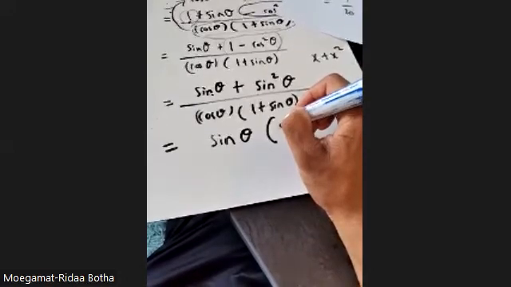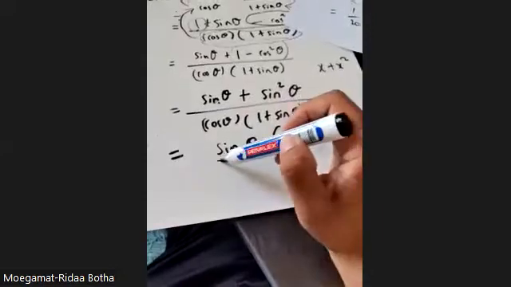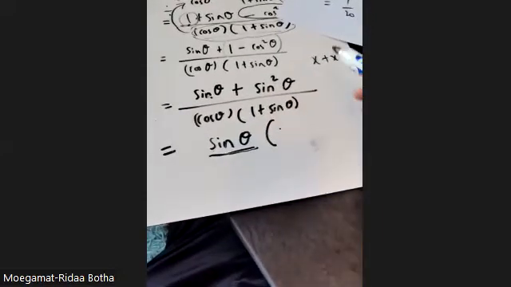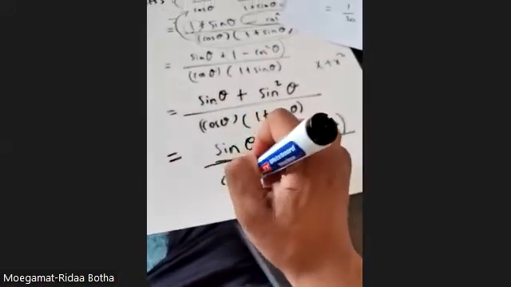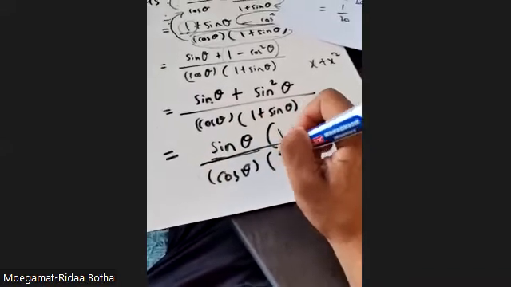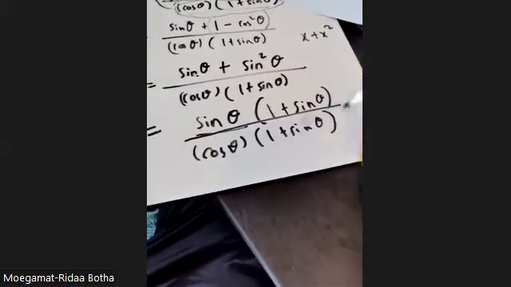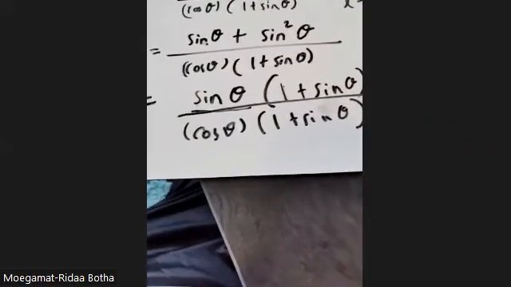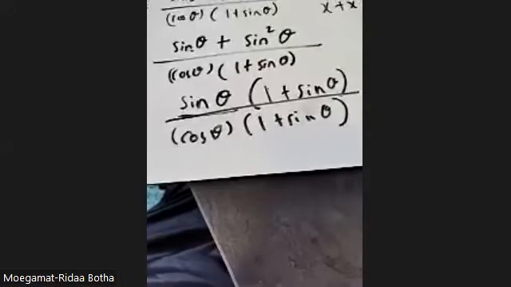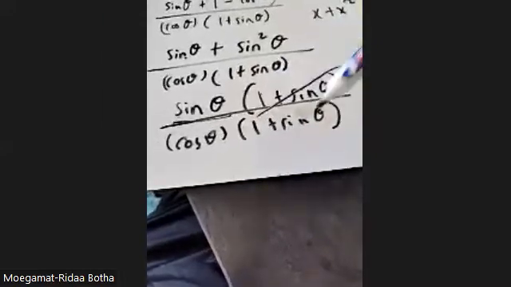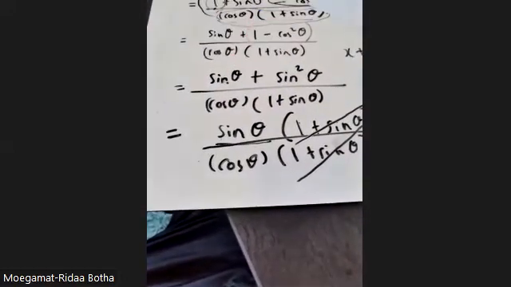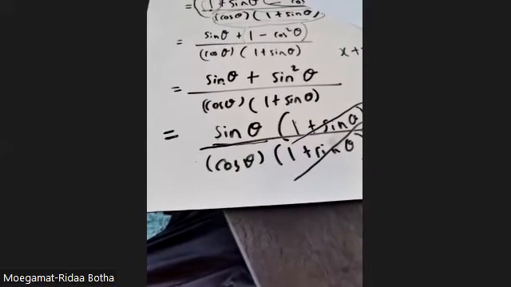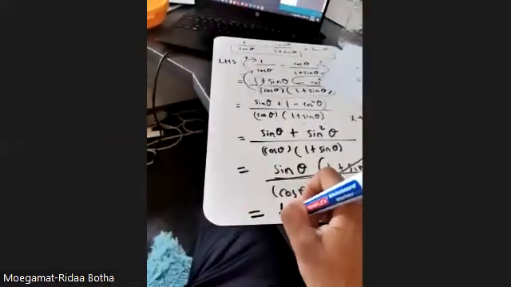Sine theta. Okay, so we took out the common factor, right? 1 plus sine theta. There we go. 1 plus sine theta over cos theta times 1 plus sine theta. What can we do now? Cancel the 1 plus sine theta by the other one. Well done. Cancel the 1 plus sine theta. And can you see we beautifully left with sine theta over cos theta. What's sine theta over cos theta? Tan theta. Well done. You see, tan theta.